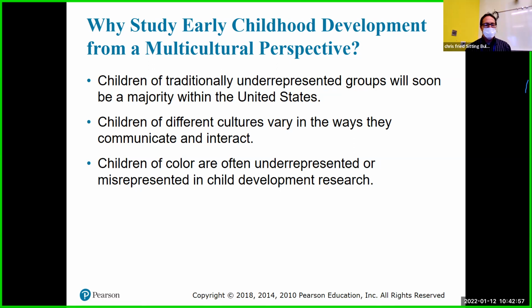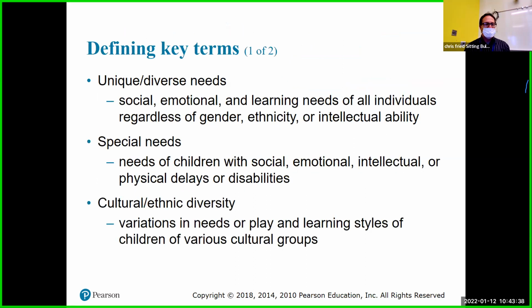Okay? Children of different cultures vary in the way they communicate and interact, and children of color are often underrepresented or misrepresented in child development research. So a couple things to think of there. When we're talking about statistics, that doesn't necessarily mean we have included all groups of people in those statistics, and that's one thing I often think about too. I'm sometimes hesitant to talk about things that say, well, research says that because a student lives in this area they're going to be at risk or something like that. That doesn't include all students all the time, so we have to be careful of that.